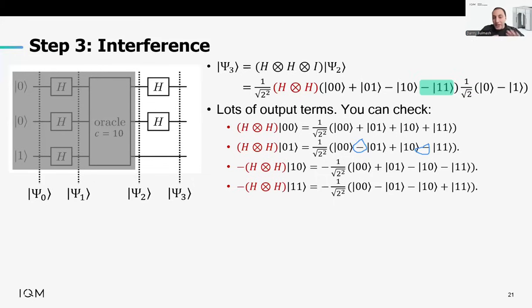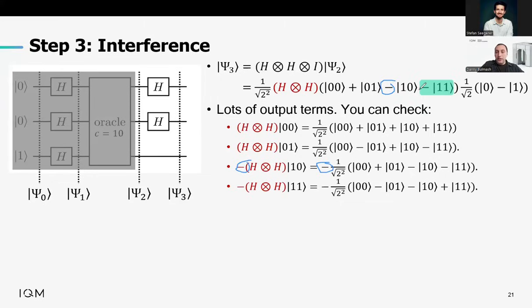Okay, that's a lot of different math and a lot of different terms. The thing that I want you to pay attention to is that this minus sign is this minus sign, which is the same thing as this minus sign. So those minus signs came from the secret code. These 3 minus signs also came from the secret code. The rest of the minus signs just came from Hadamards.